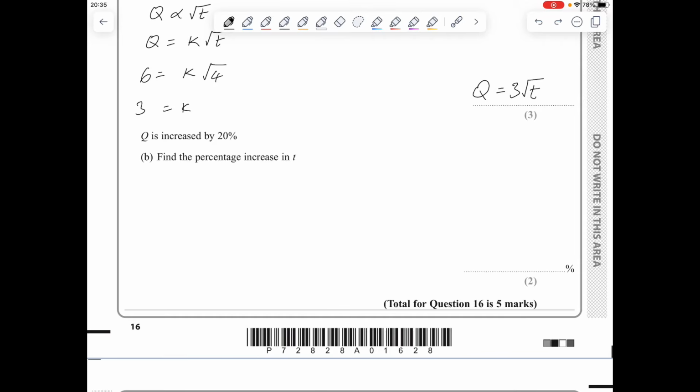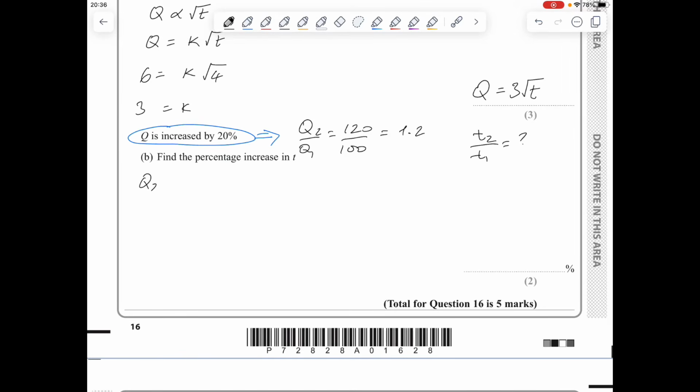Part B can be solved in various ways. The method I'm going to use involves the following. Q is increased by 20%, which means that Q2 over Q1 is equal to 120 over 100, which is 1.2. Now Q1 and Q2 are the original and the final values of Q. I want the percentage increase in T, so what I need to find is T2 over T1, and if I find this as a decimal, I can easily convert it to a percentage.